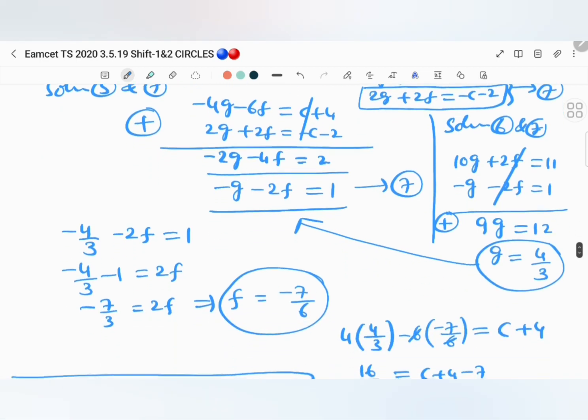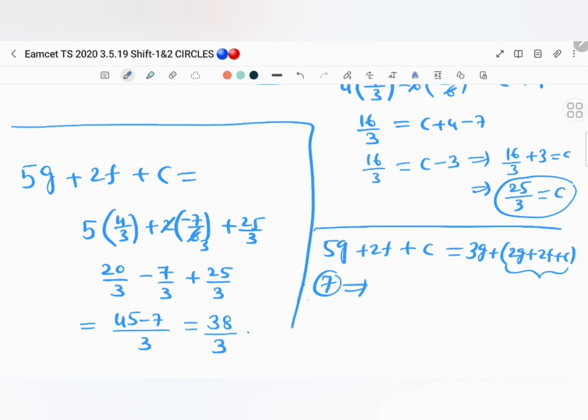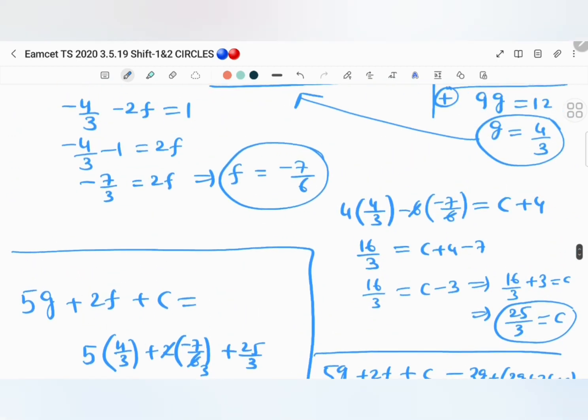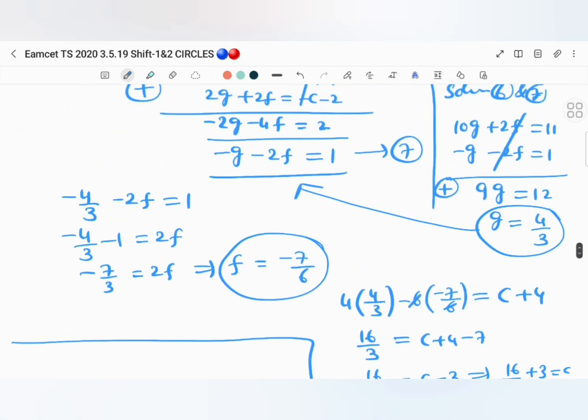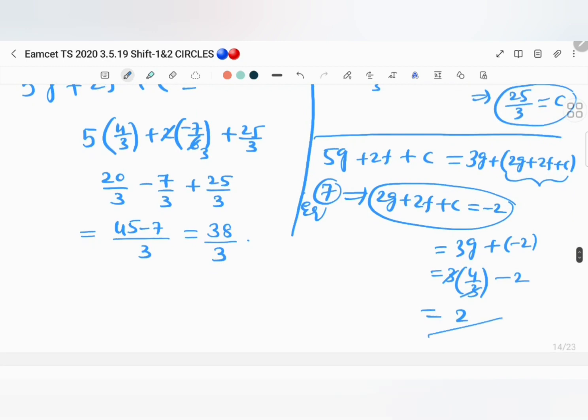So from this equation 7, 2z plus 2f plus c value minus 2 is there. So if you replace with that, 3z plus minus 2, z value 4 by 3 is there. So 4 by 3 minus 2. 3 cancel, 4 minus 2 is 2. But here, why we are not getting here, that f value is also minus 3 minus 4, minus 7 by 3 is correct only. Equal to 2f. So f is equal to minus 7 by 6. Even like this also we need to get the answer. But in this way if we go, you will get the answer, my dear students.